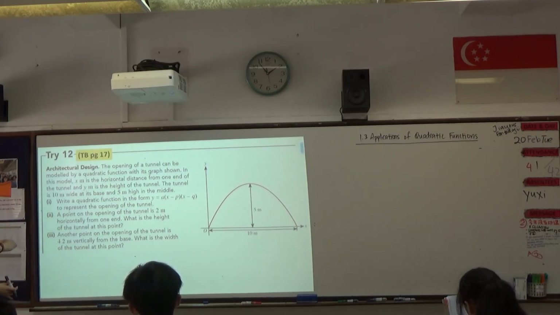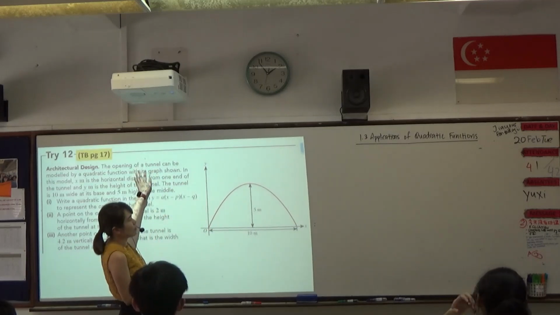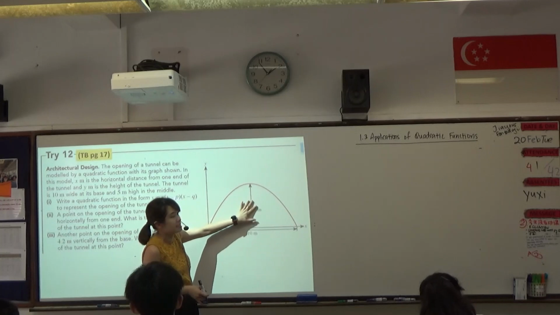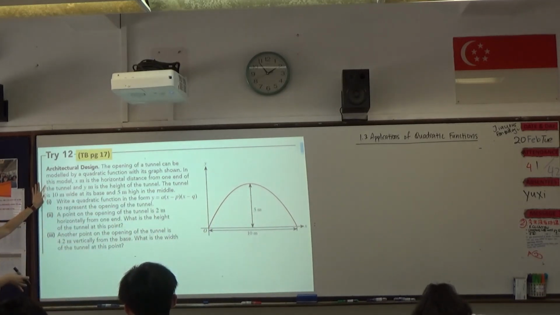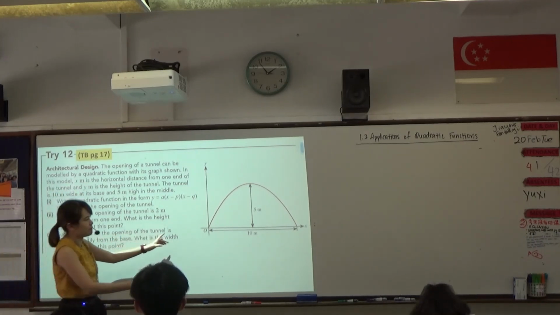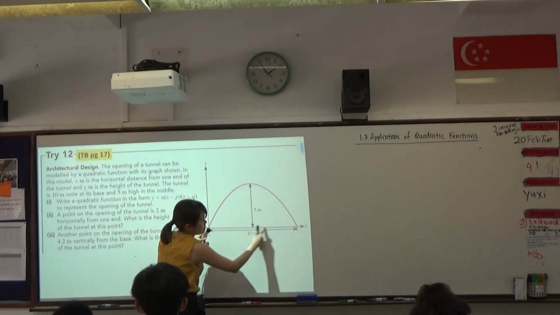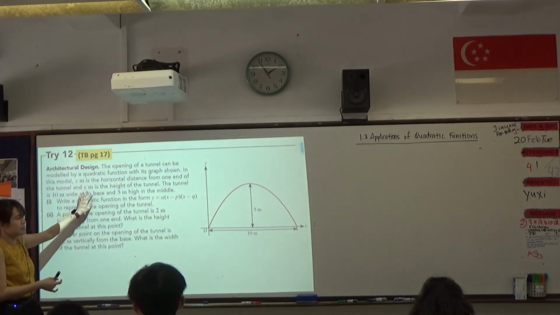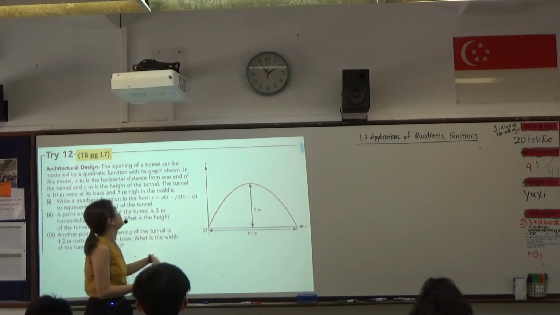Quadratic function with its graph shown. Okay, so they were very kind to give you a diagram to help you understand the question. This entire thing is supposed to model an arc that is a tunnel, so it goes through this thing. In this model, x meters is the horizontal distance from one end of the tunnel. So they have illustrated it here. This is one end. They measure the horizontal distance in this manner. And then y meters is the height of the tunnel from the bottom. So this is the ground level, this is the height.